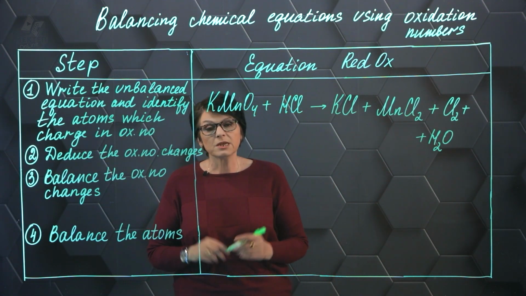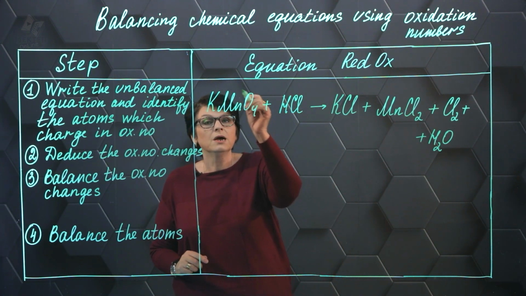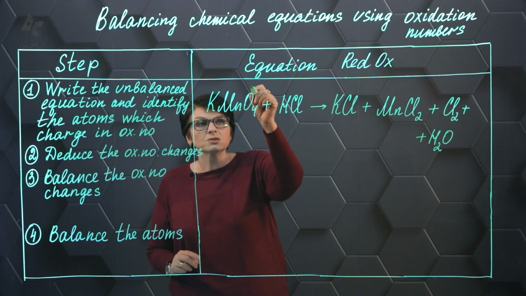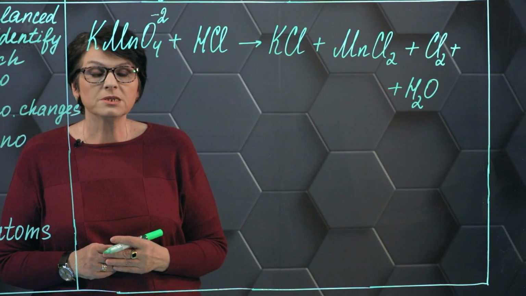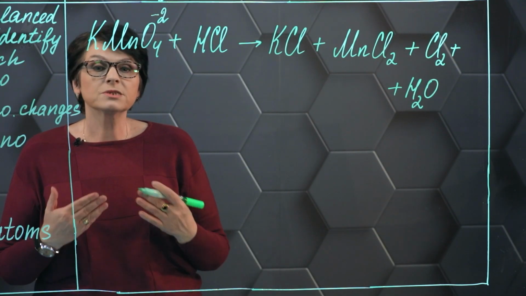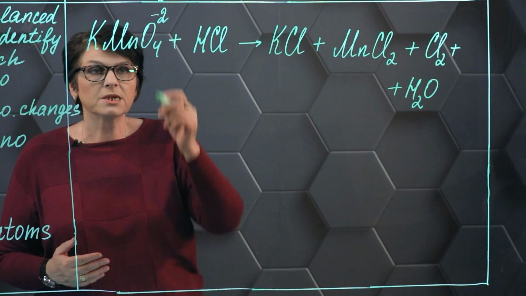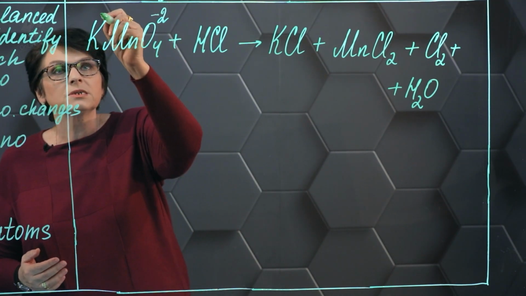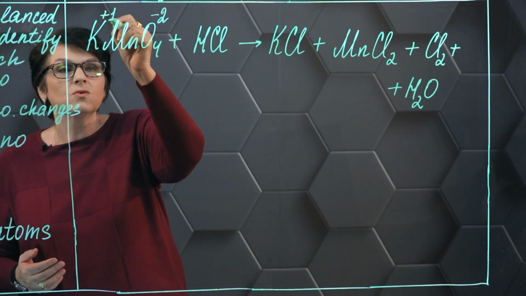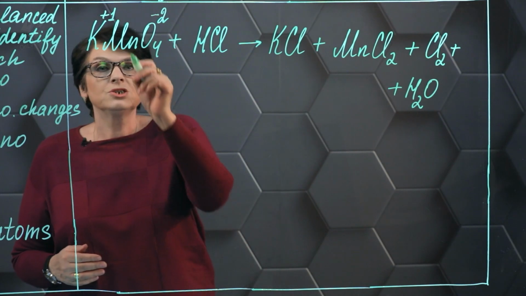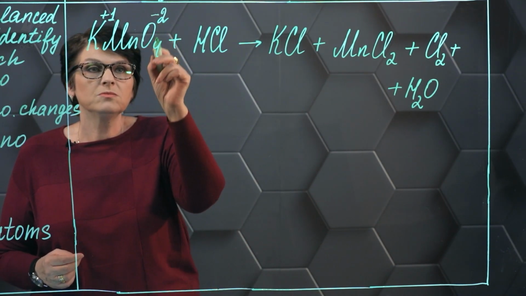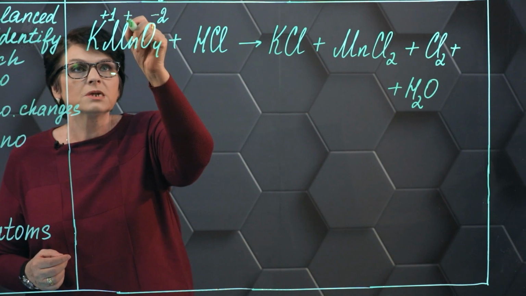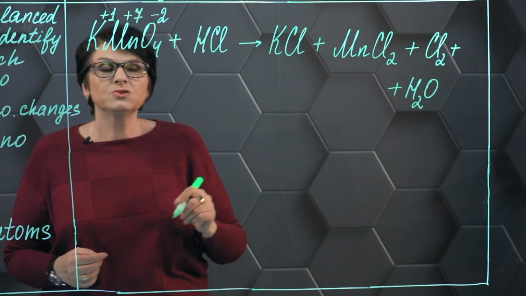We are starting to work with KMnO4. Recall that at the end there is the element with the lowest degree of oxidation, the most electronegative. This is of course oxygen. Then we switch to potassium. Potassium will have a +1. We calculate manganese through the equation: +1 plus x minus 8 is 0. This means that manganese will have a +7.